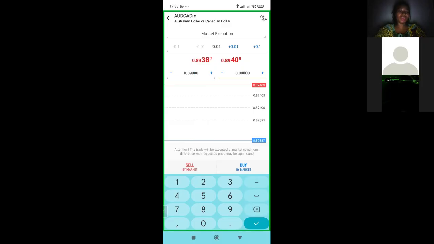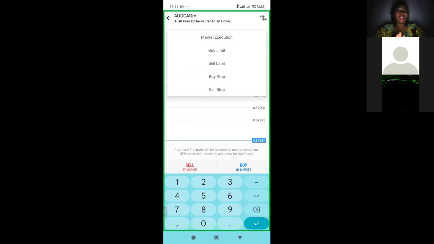Now, there are 5 different orders in the market. You need to pay attention to this, and you can watch the video over and over again, just to be sure that you get it. 5 different orders in the market.